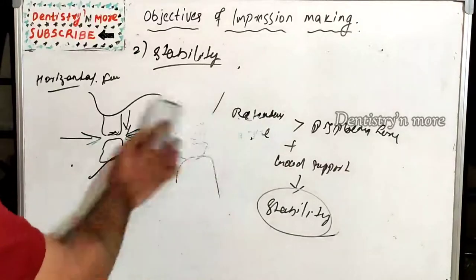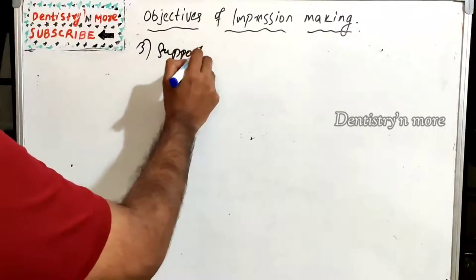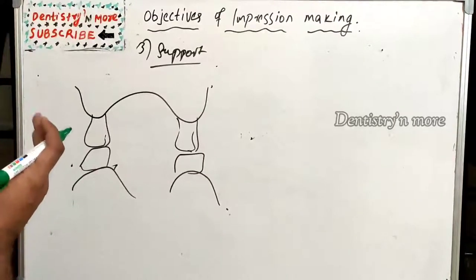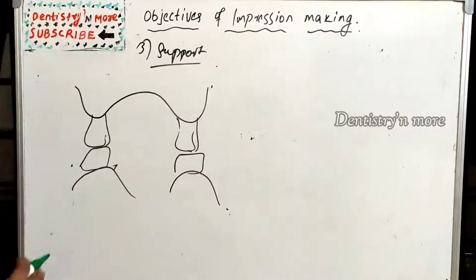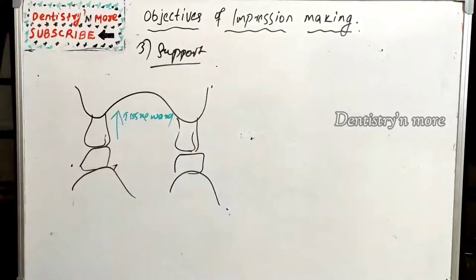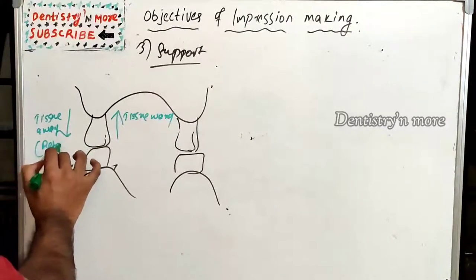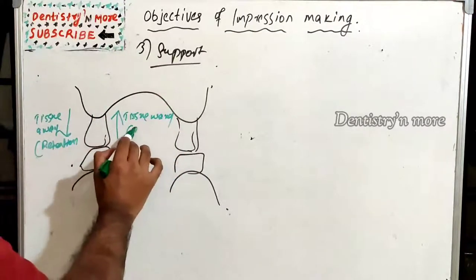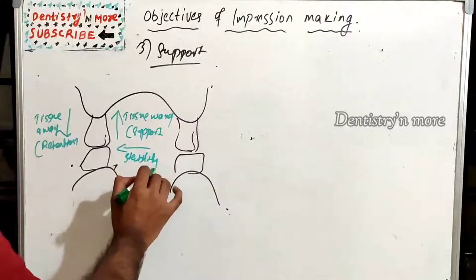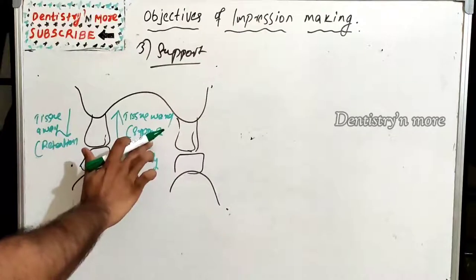Now let's move on to the third one, that is support. Support is the resistance to vertical forces of mastication and to occlusal or other forces applied in a direction towards the basal seat. So that is tissueward forces. This was tissue away forces and that was retention. So tissueward forces is support and the lateral forces is stability. So this is a concept: retention, support and stability. Retention is tissue away forces. Tissue towards forces is support and lateral forces is stability.